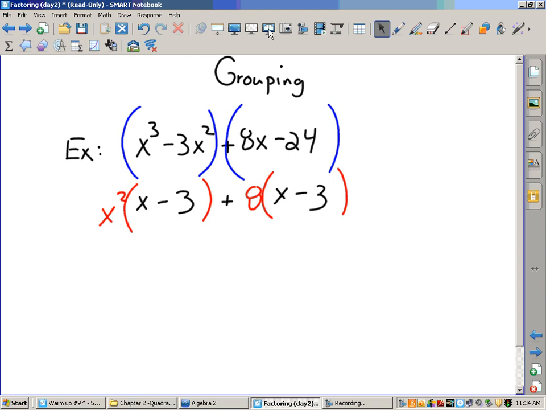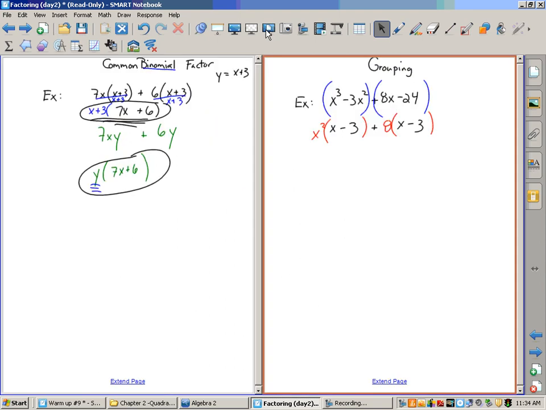All right. Now, this is not my answer because I can now factor out a common binomial. I'm back to this step. Right here, I factor out a common binomial, x minus 3. If I factor an x minus 3 out of that, it's left with x squared there. And I factor out an x minus 3 here, and that's left with 8 right there.